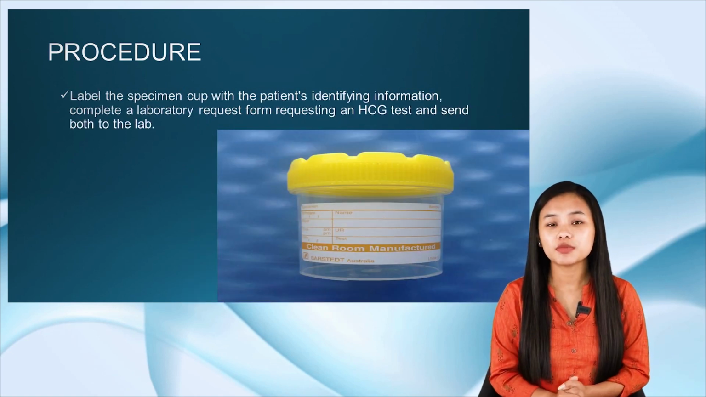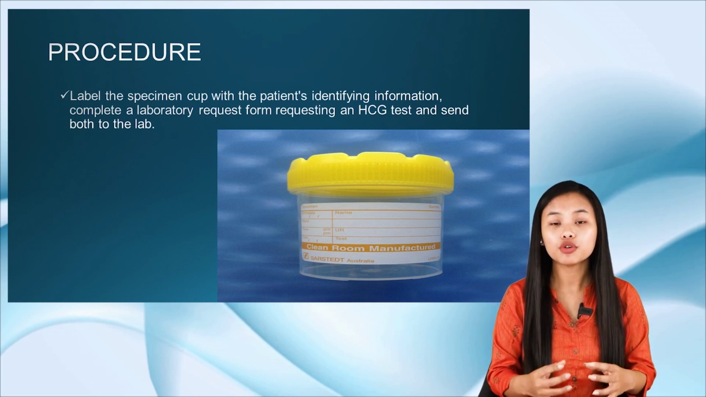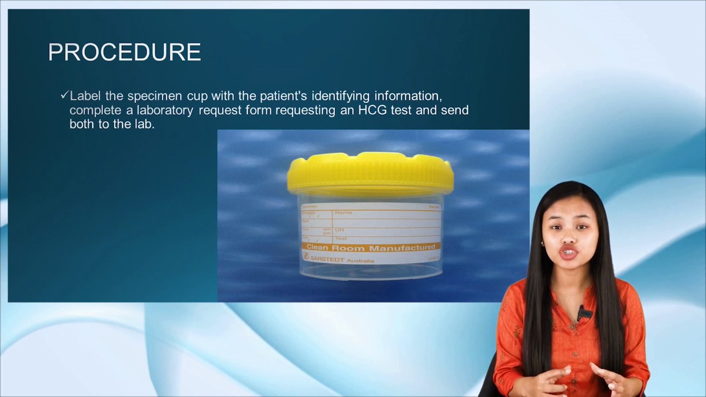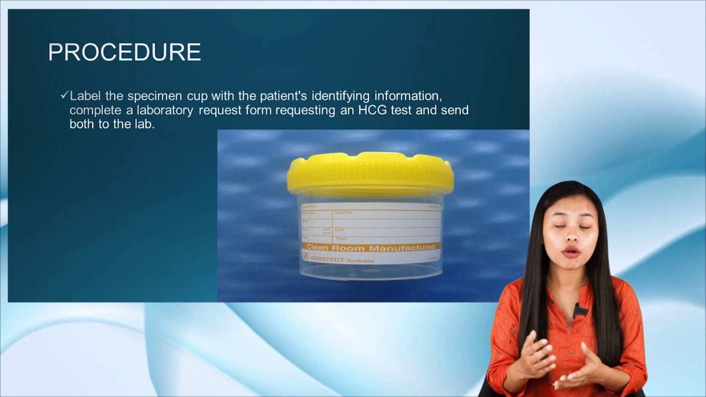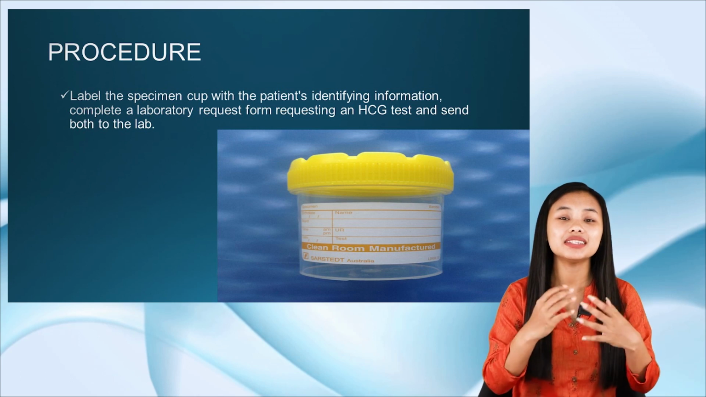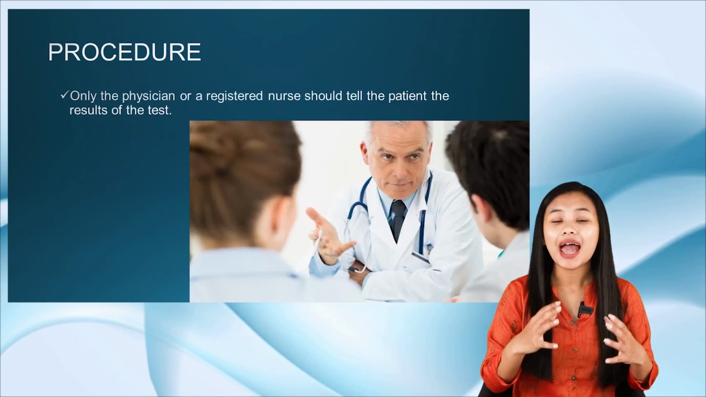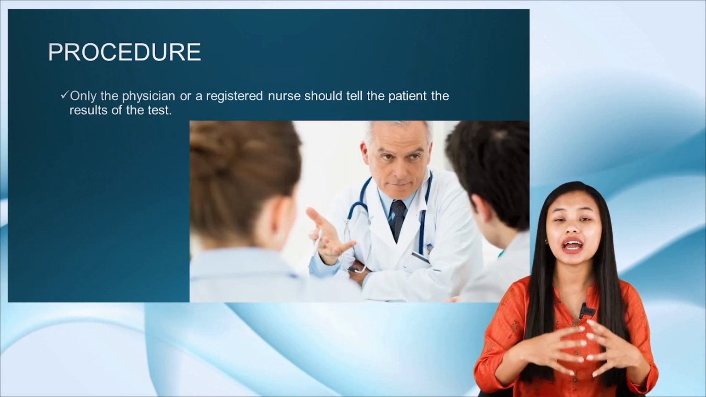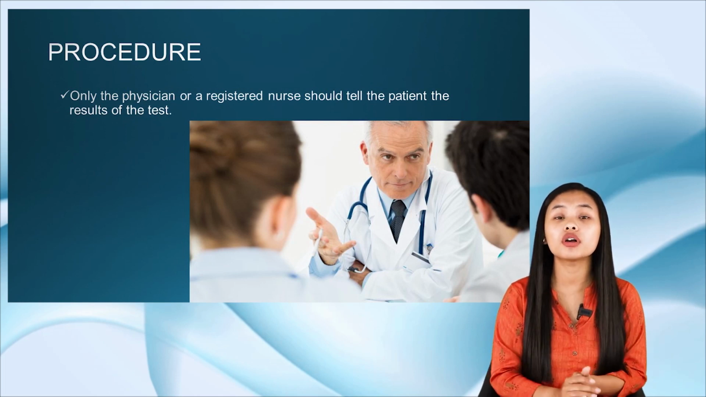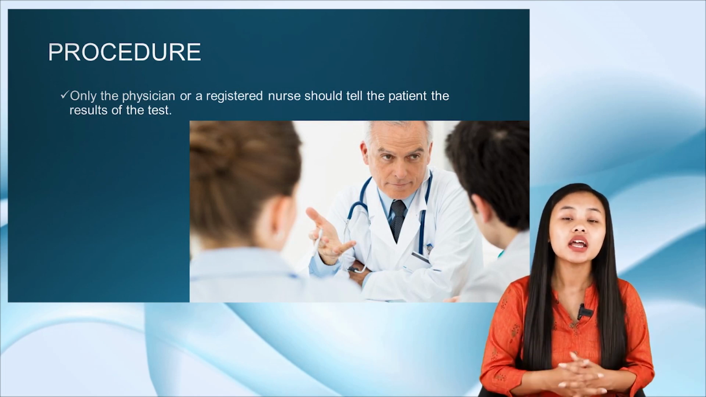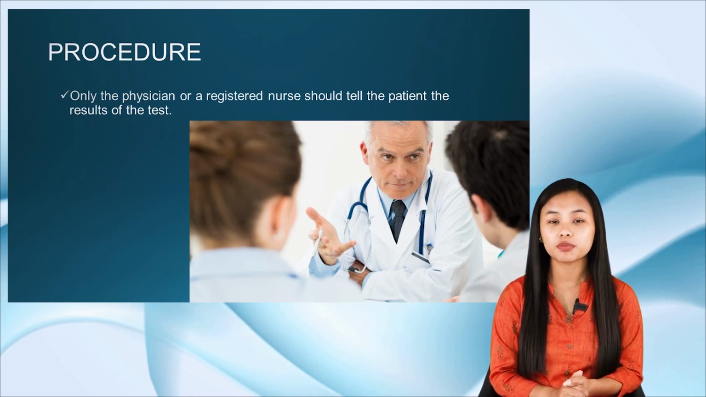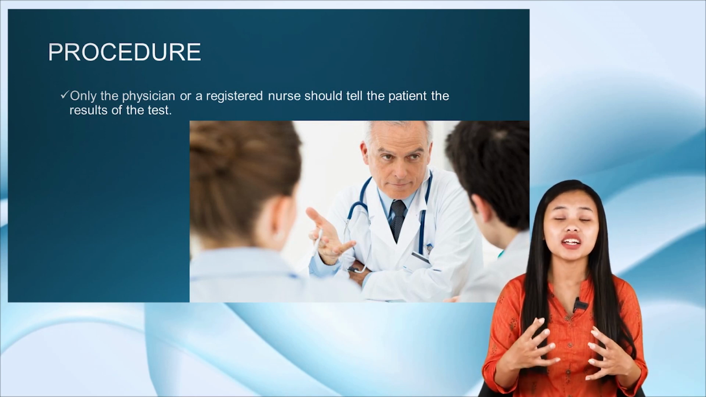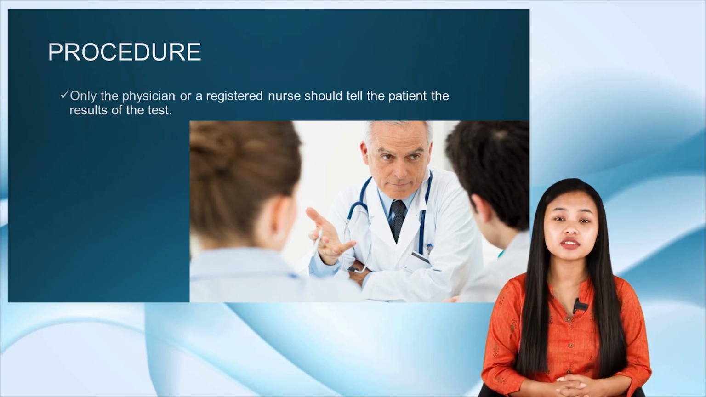And once this is done, you must make sure that you collect the specimen cup, you label it with the patient identification, and then you must fill the laboratory request form requesting for an HCG test, and then send both of it to the lab. And here it is also very important that only the physician or a registered nurse must tell the result to the patient. So these are the various things that you must instruct the patient to do when she has to collect this urine specimen for performing the pregnancy test.